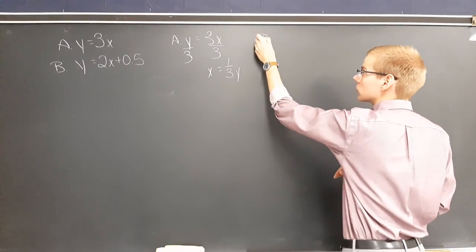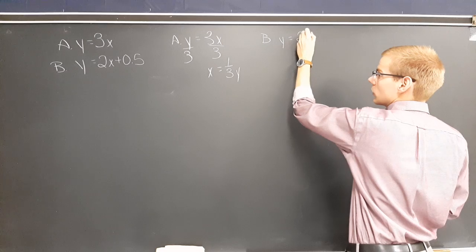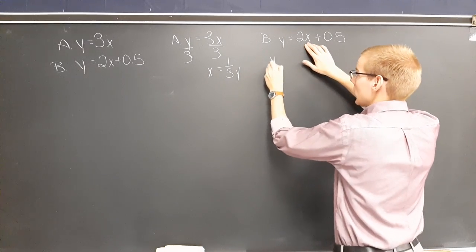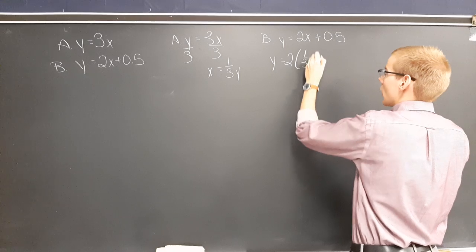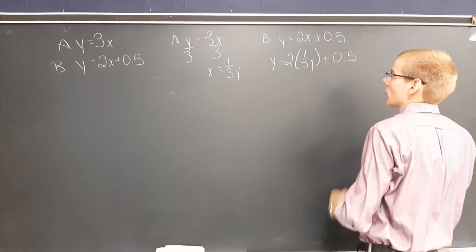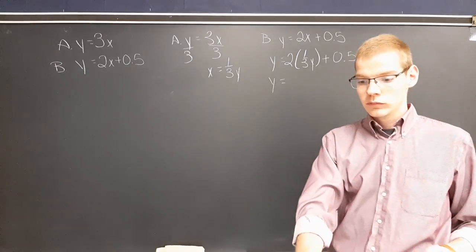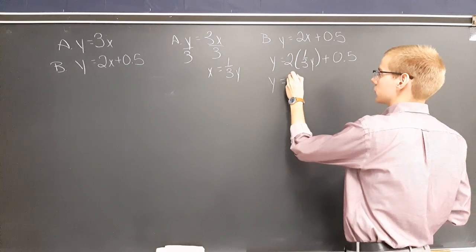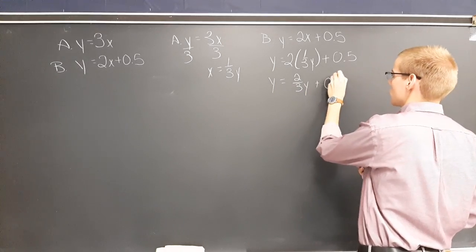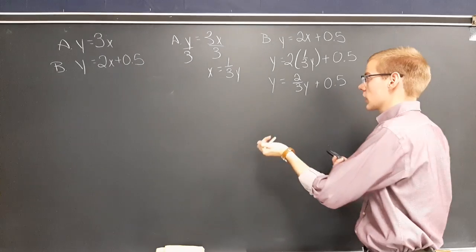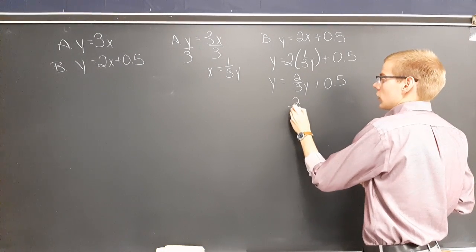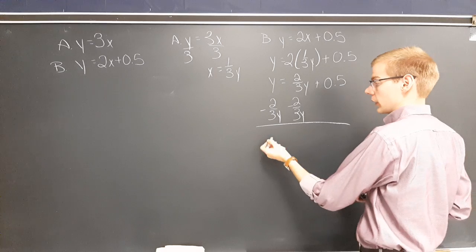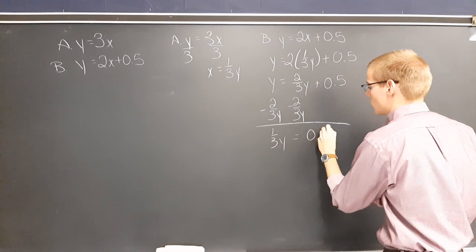B is y equals 2x plus 0.5. X goes there, so y equals 2 times 1/3 y plus 0.5. Now, 2 times 1/3 is 2/3. So y equals 2/3 y plus 0.5. Now we need to bring this over the other side, just like a regular solving of equations. Minus 2 over 3 on both sides. 1 minus 2 over 3 is 1 over 3y equals 0.5.